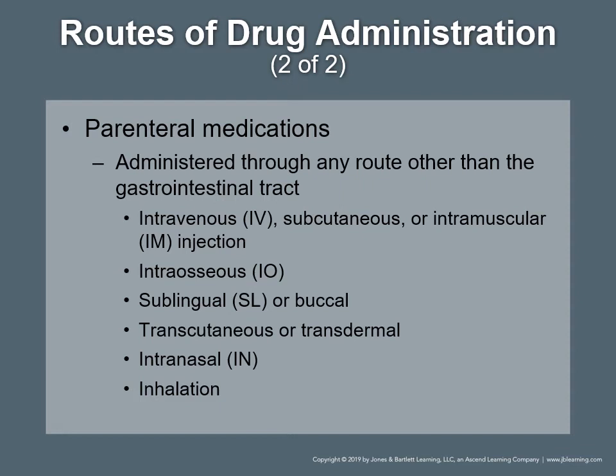Parenteral drugs are administered through any route other than the GI tract. This is IV injection into the vein. For medications that need to enter the bloodstream immediately, it's the fastest delivery but cannot be used for all medications. Intraosseous, or IO, is into the bone. It reaches the bloodstream through the bone marrow.